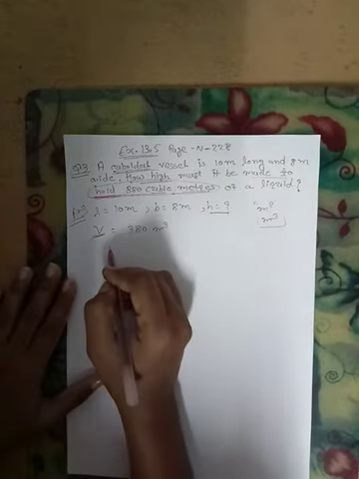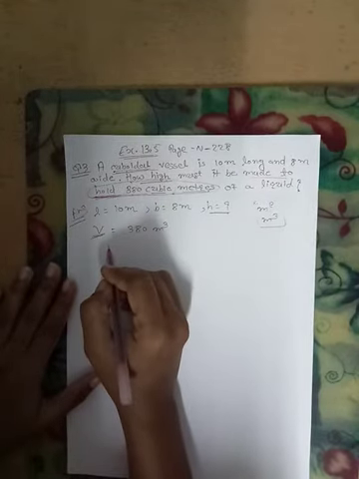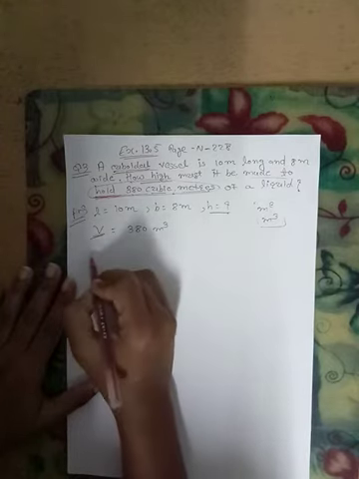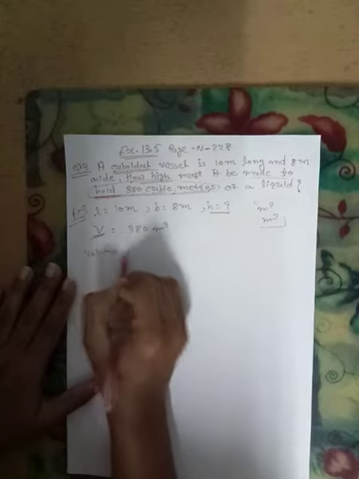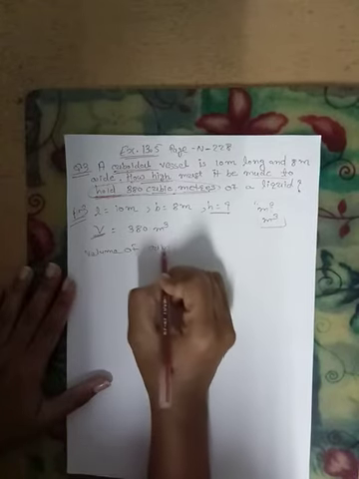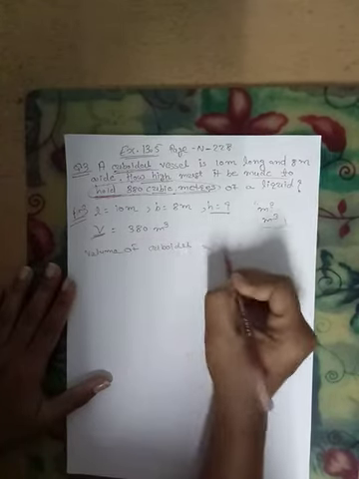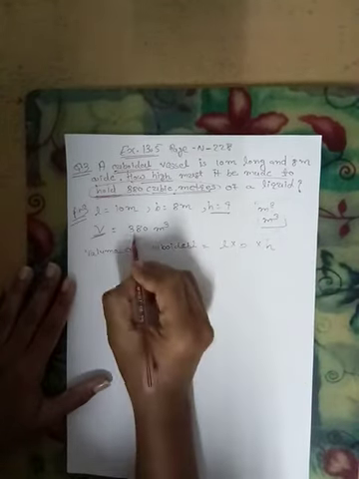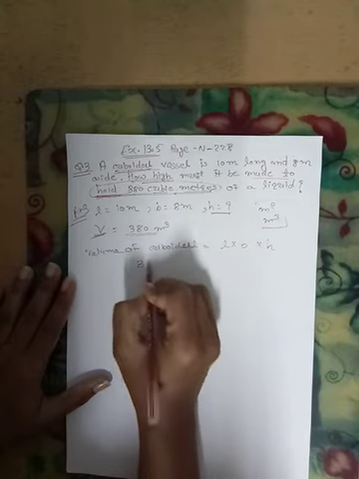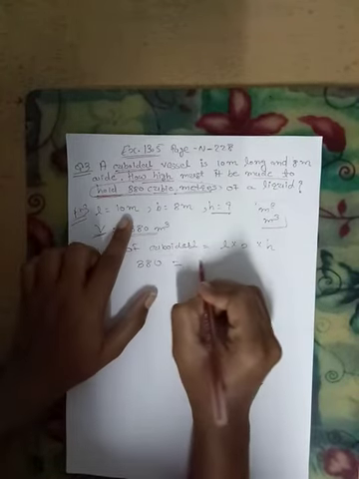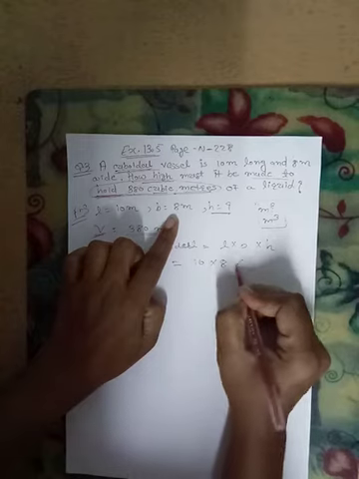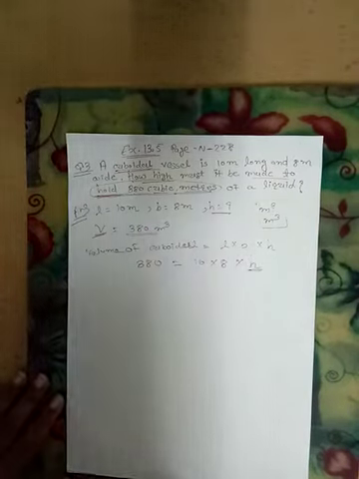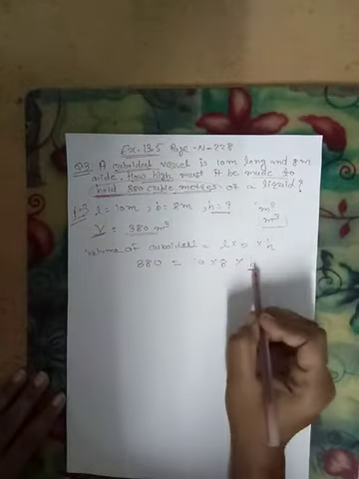And we know this formula: volume of cuboid is equal to L multiplied by B multiplied by H. Volume is 380, L is 10, B is 8 and H is question mark. So write down H as it is. Now we have to find out H.